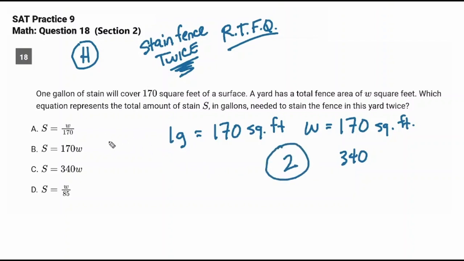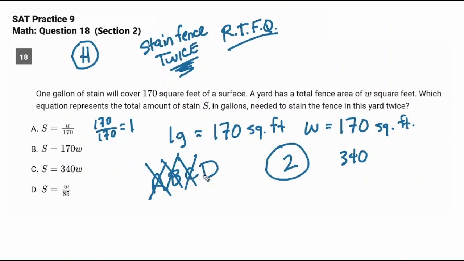We're going to want to write down A, B, C, D because we're going to want to cross off. A is W over 170. That's 170 over 170. That's 1. Obviously, it's not 2. This is an answer choice that's going to mess people up if they don't see the word twice, if they plug in, or if they do algebra. B is 170 times 170, and that's obviously not 2. C is 340 times 170, and that ain't 2.